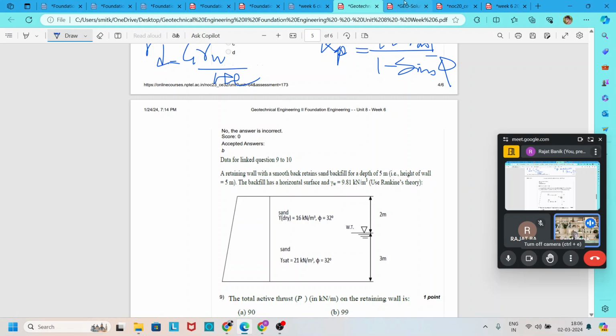Then question number 9 and 10, a combined question. In question number 9, they said that a retaining wall with a smooth back retains sand backfill at a depth of 5 meter. The backfill has a horizontal surface and the gamma W is given. All these properties are given for the different layers. It is H1, it is H2.